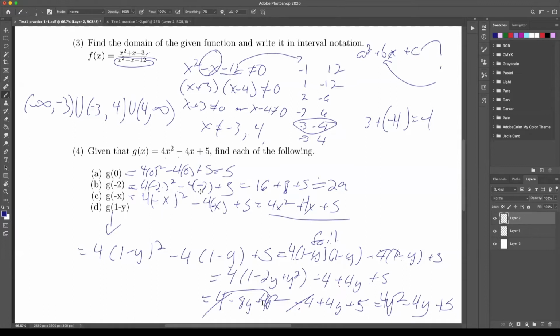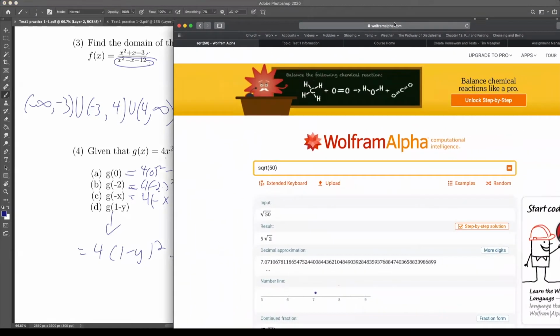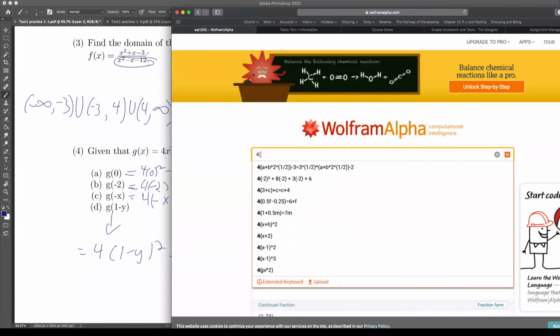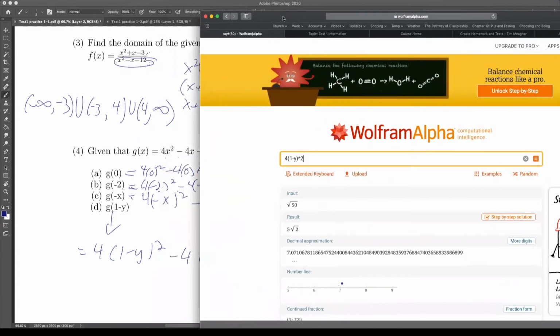In fact, let me do something with you. Let me show you how to double check it. Because we've got time. So here, let's pretend I wanted to check this in the computer. So I'm just going to type in 4, 1 minus y squared, minus 4, 1 minus y, plus 5.